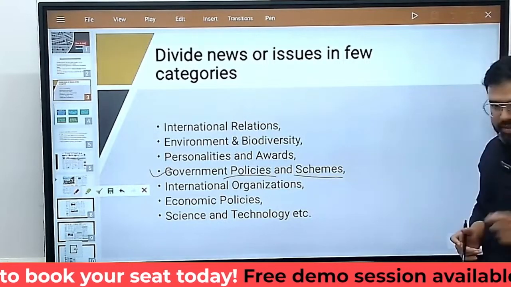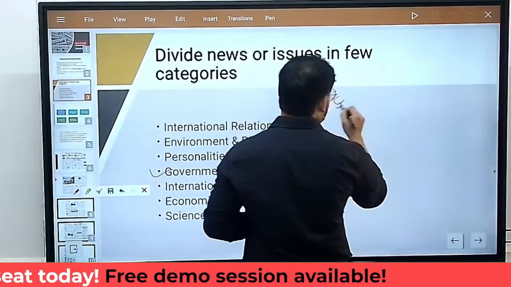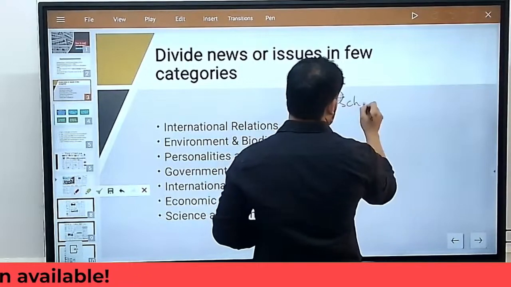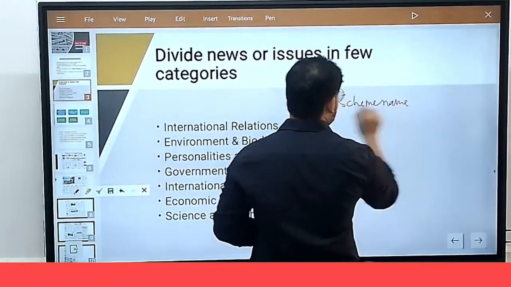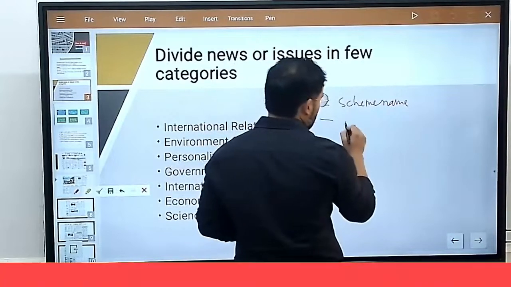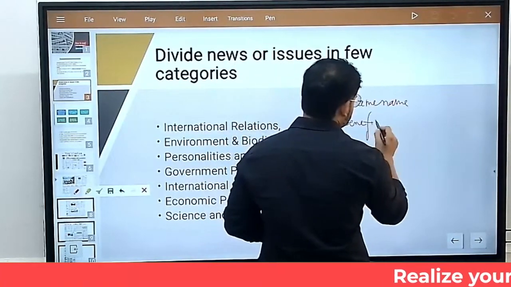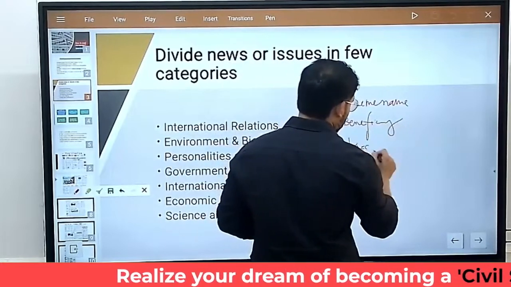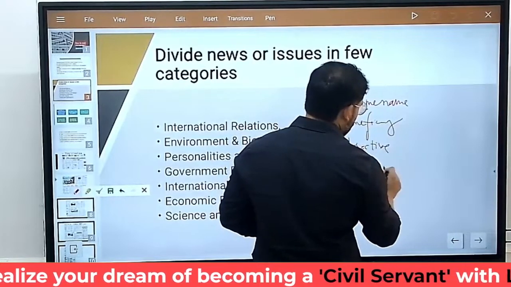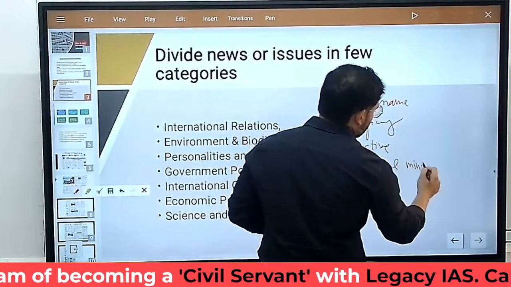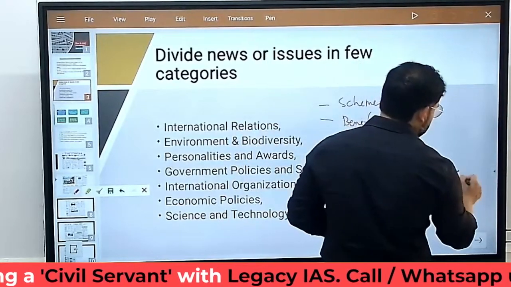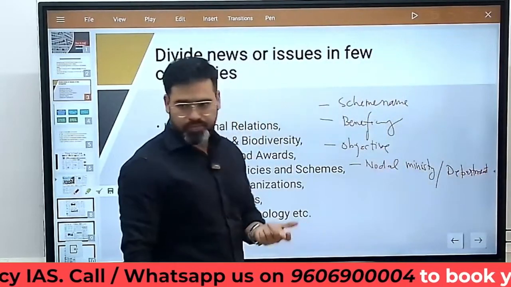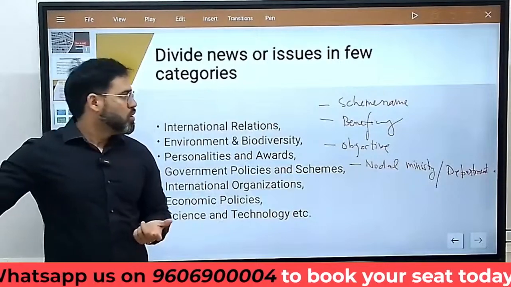उसमें end में क्या-क्या आपको देखना है basically. You have to focus. जो most important thing that you have to focus there is scheme name or program name. Correct? Then who are the beneficiaries of this program? Beneficiary. Then objective of the program. Then, which is the nodal ministry or department to implement that scheme. Scheme, the naam kya hai? Then, who are the beneficiaries?